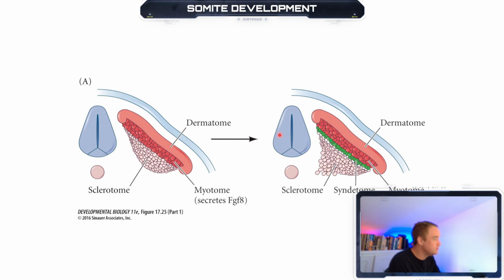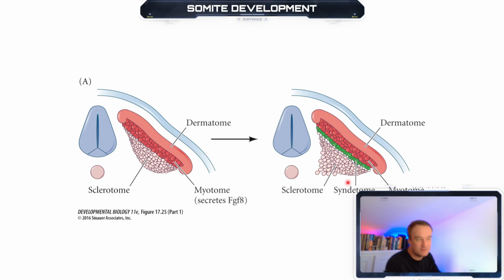And so this scleraxis is in the syndetome here. So we have the sclerotome, the dermamyotome, and then in between here we get the formation of what's called the syndetome. The syndetome is the tendon precursors, right?